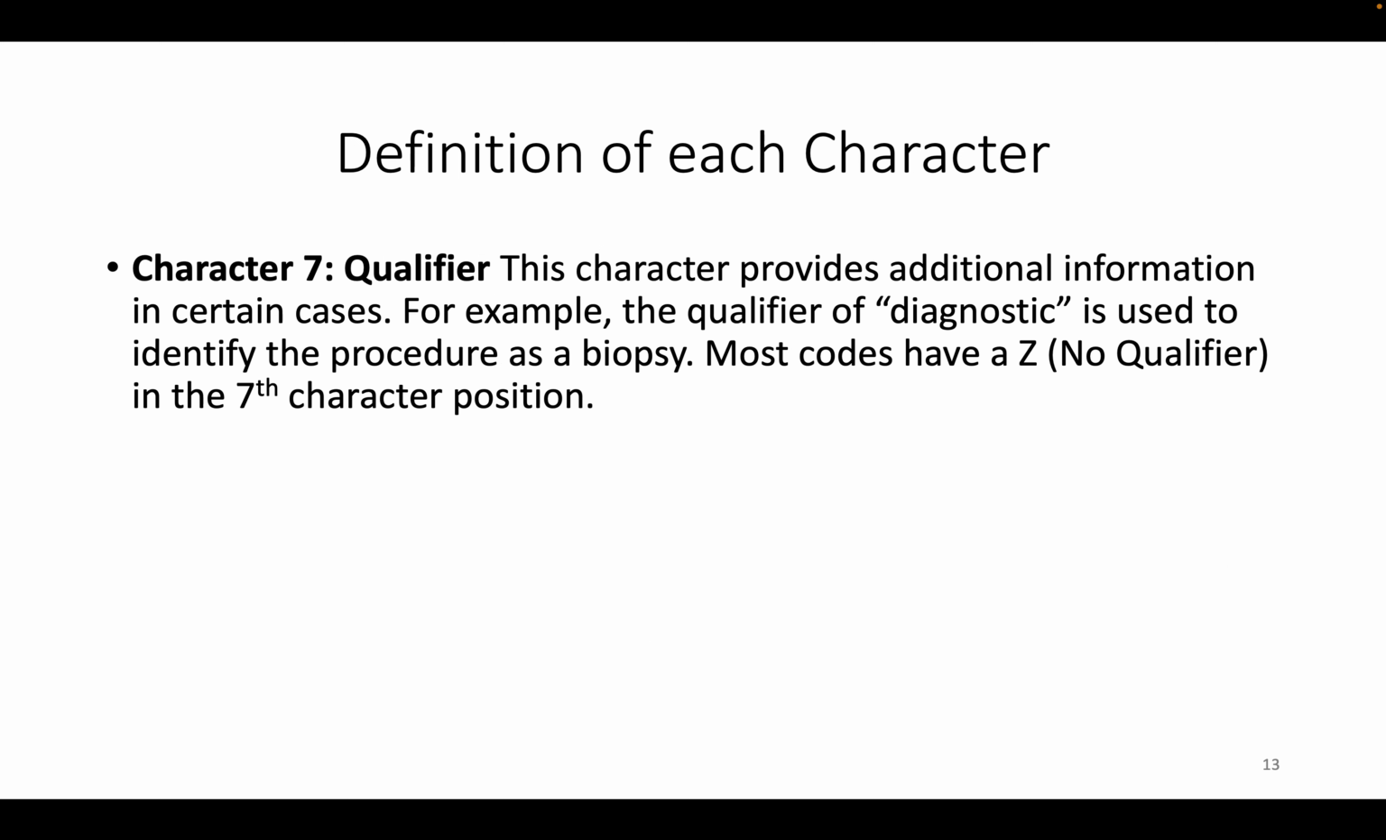Definition of each character continued. We're on character 7 now, which is the qualifier. This character provides additional information in certain cases. For example, the qualifier of diagnostic is used to identify the procedure as a biopsy. Most codes have a Z, which means no qualifier in the 7th character position. If you don't have a qualifier, you can't just leave it blank. It has to have 7 digits in there.